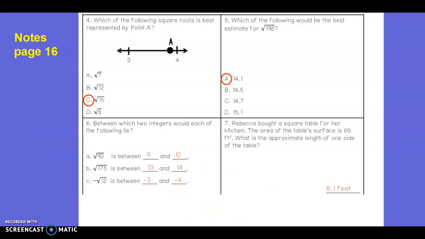Lastly, let's look at problem number 7 here. It says Rebecca bought a square table for her kitchen. The area of the table surface is 65 square feet. 65 is not a perfect square. What's the approximate length of one side of the table? Well, if we were trying to find a side length and we know the area, we need to take the square root of that number. So we're estimating the square root of 65. That's really close to a square root that we do know, the perfect square of 64. The square root of 64 is 8, so the square root of 65 would just be a tiny bit bigger, which is 8.1.